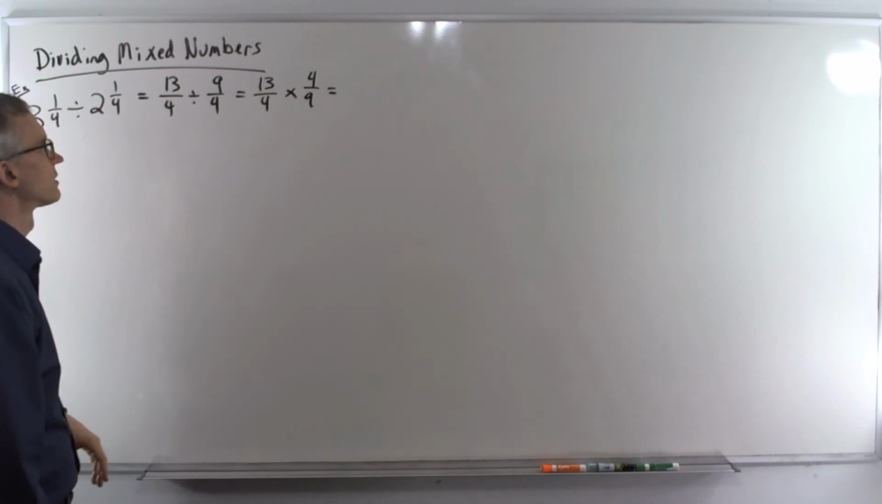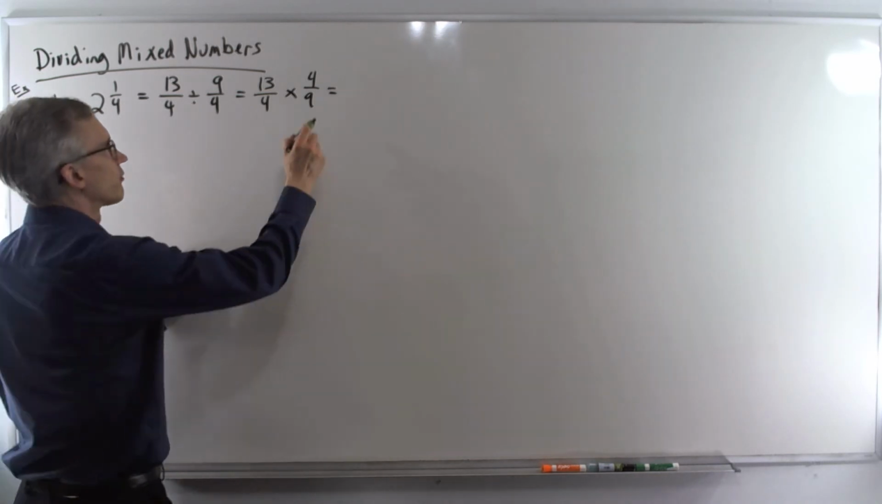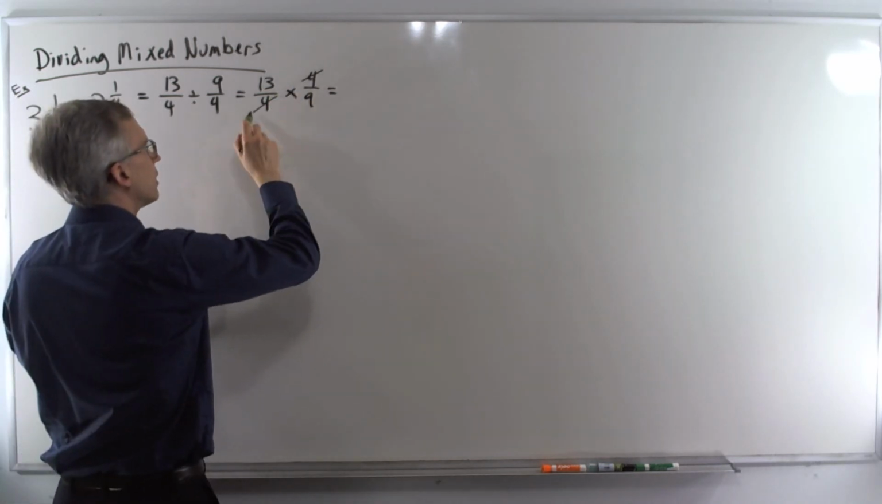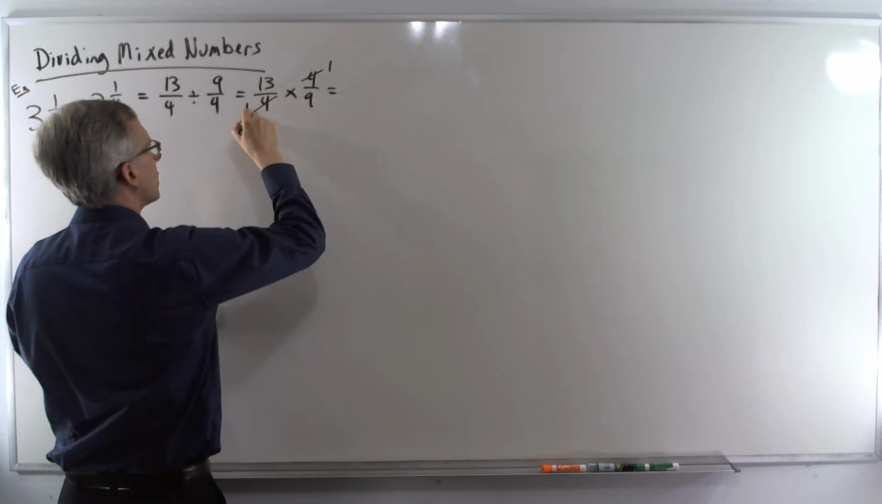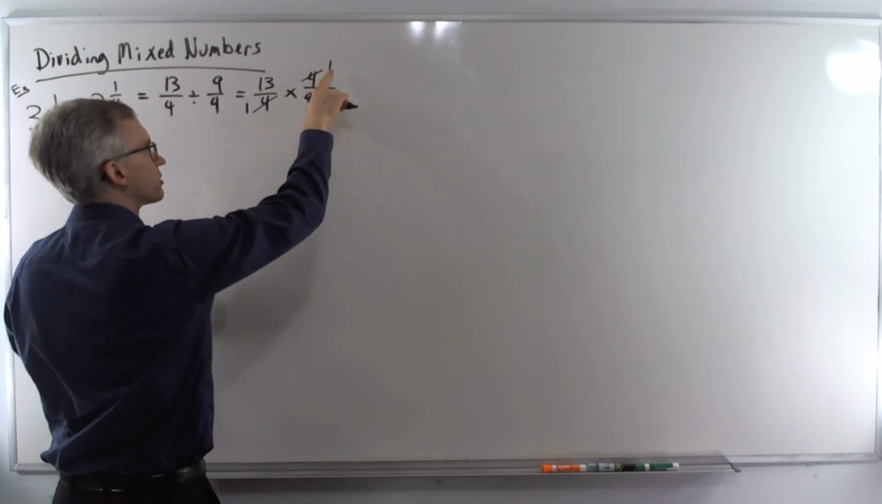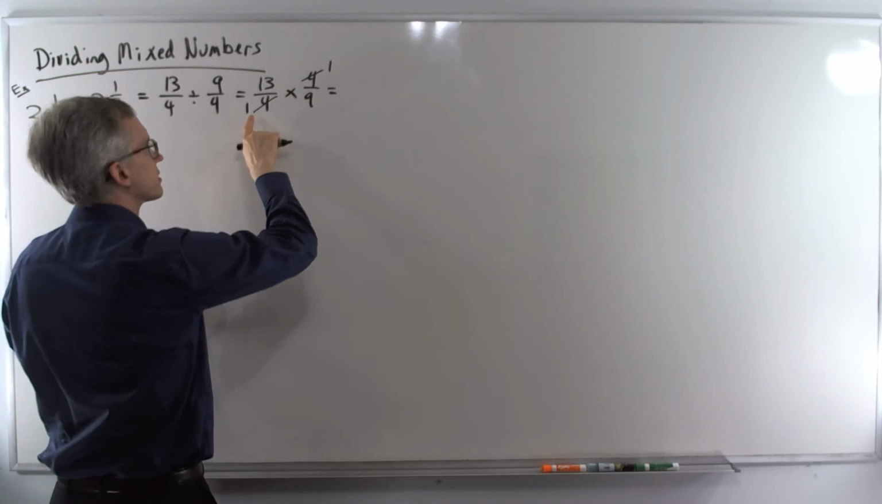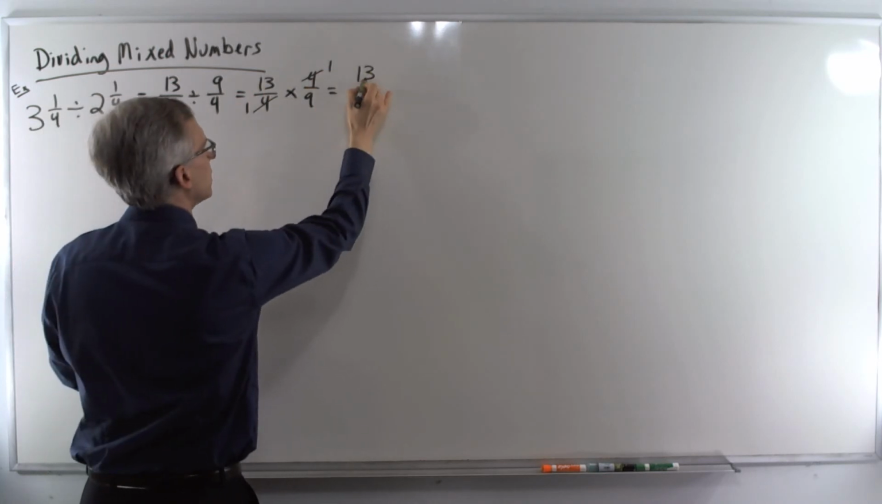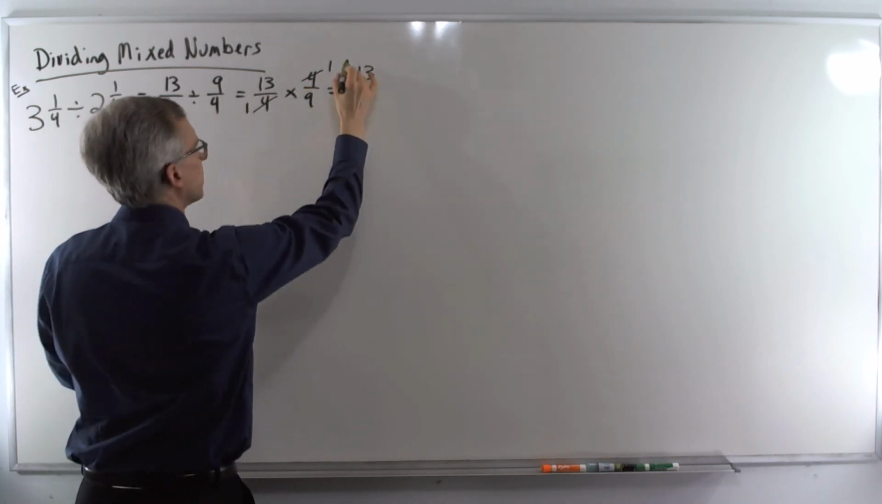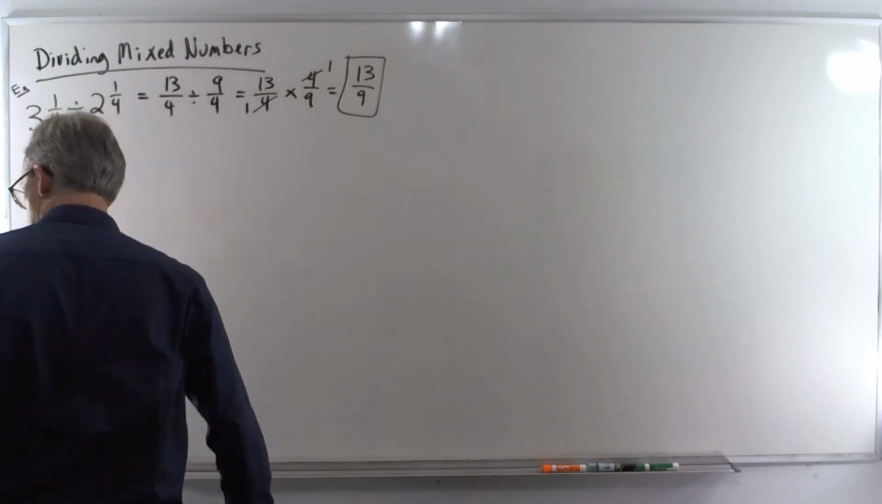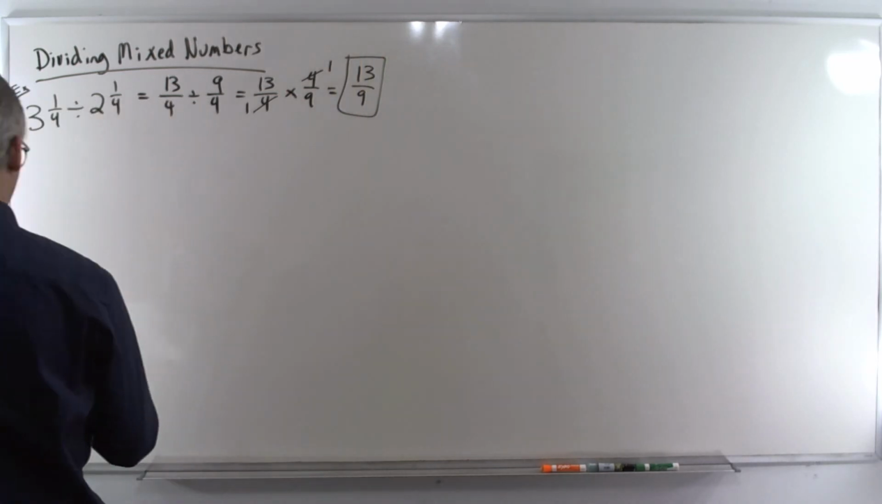All right, now we've got 13 over 4 times 4 over 9. The 4s are going to cancel, turning into 1s. Keep in mind, whenever you cancel, that turns those numbers into 1s. 13 times 1 is 13. 1 times 9 is 9. 13 ninths. Your turn, number 7.